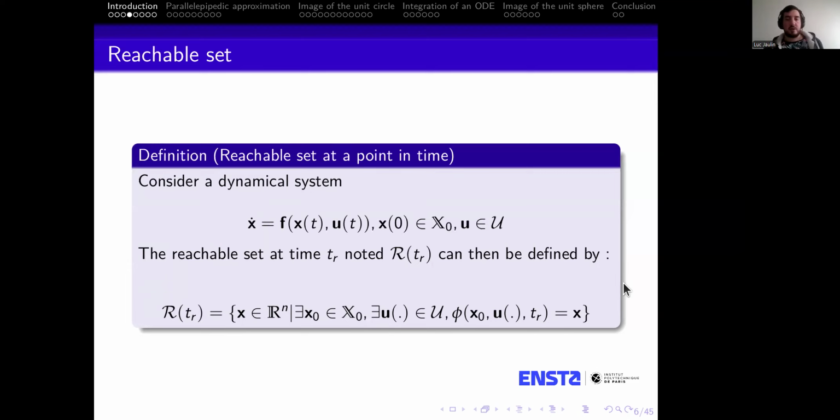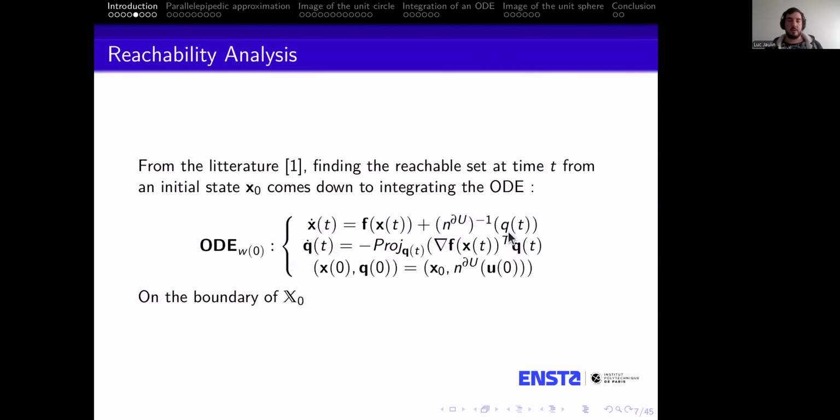So to characterize this reachable set that I need, the literature gives me an ODE here. I will not go too much into the details here. The reference of the article from Thomas Liu about this ODE is at the end of the slides. But what it says is that if I integrate this ODE for all initial states on the boundary of X0, X0 being my initial set, I get the reachable set.